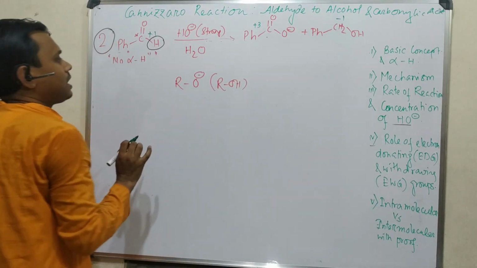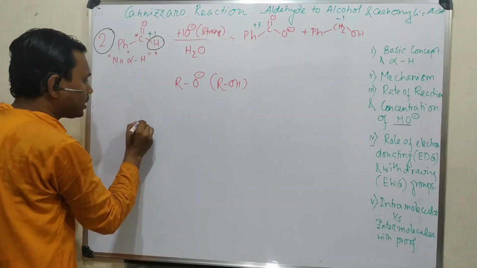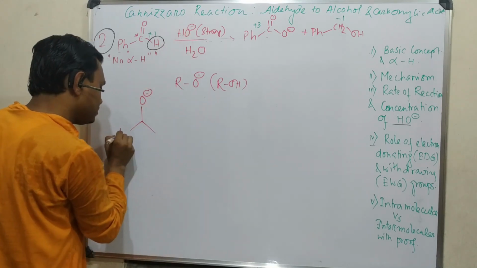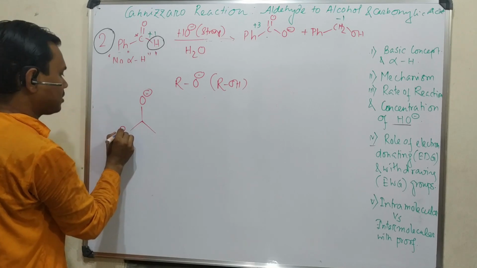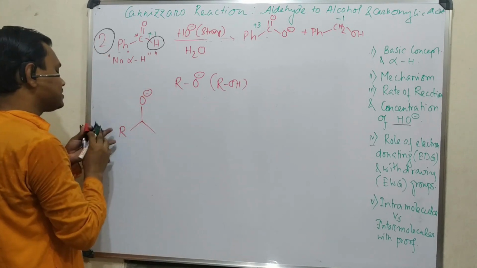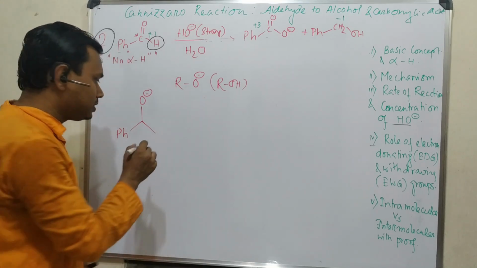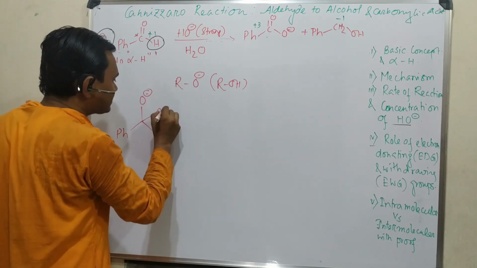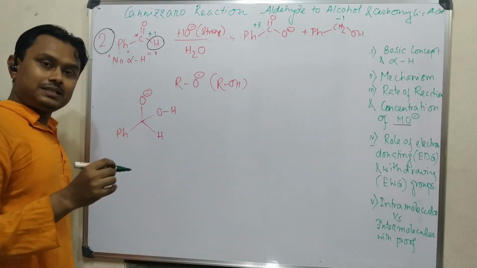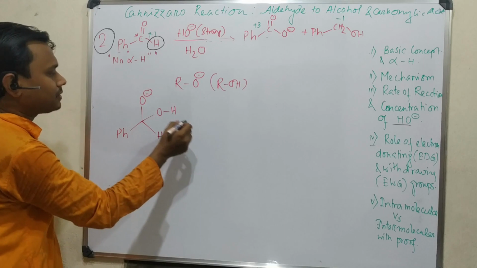Let's see. Consider this intermediate, after attack of the alkali. This is R, and here, for example, you can consider this is a benzyl also. It will be helpful to compare. If you get confused during the study, please go back to the slide where the mechanism was shown. If it is intramolecular, then what can happen? These will first attack.